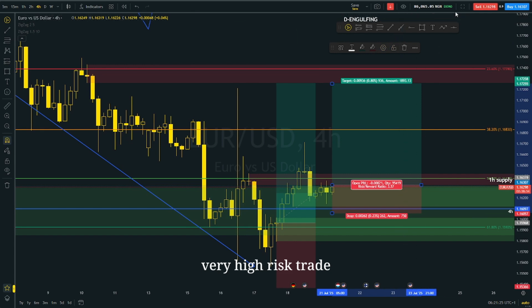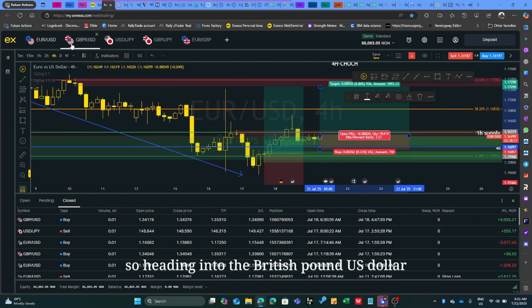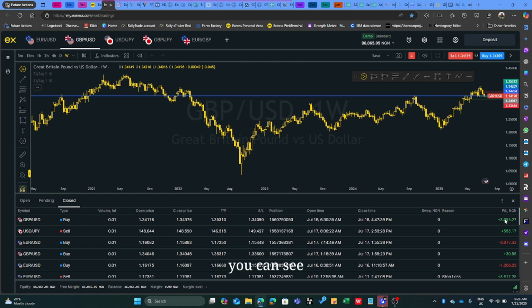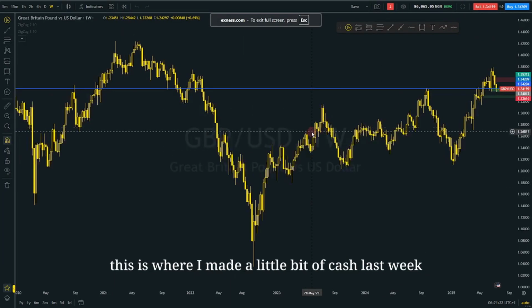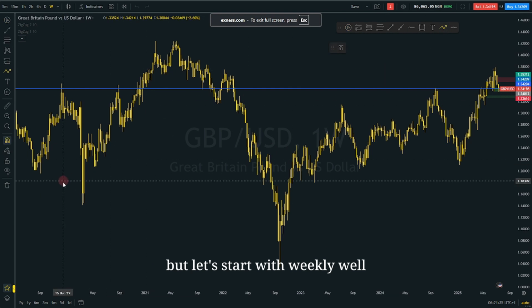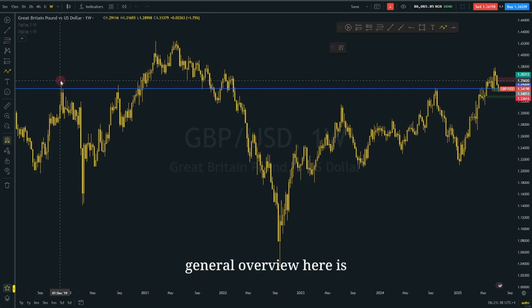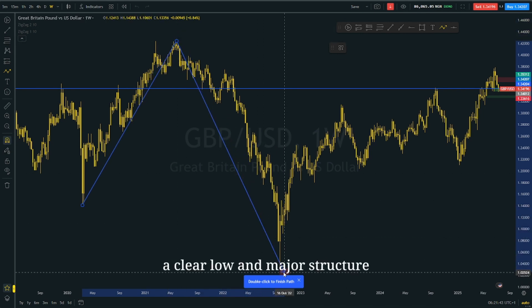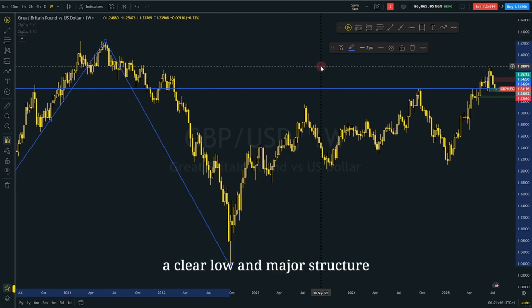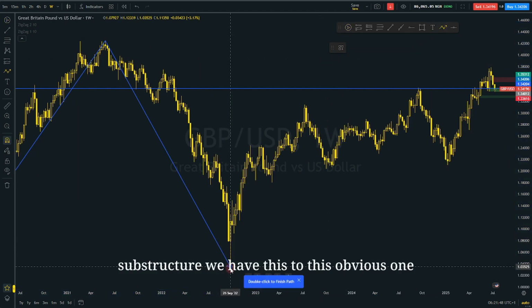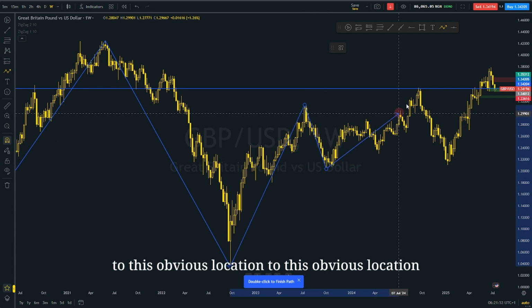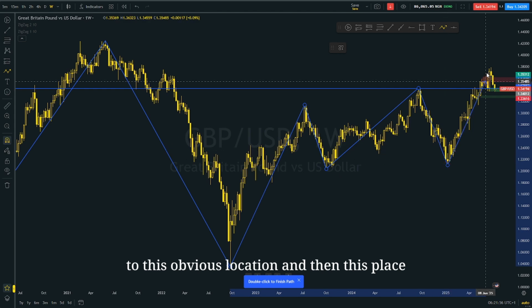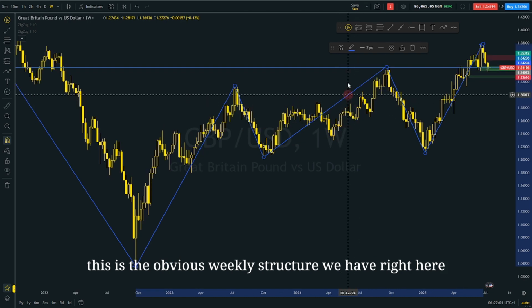So heading into the British pound US dollar, you can see this is where I made a little bit of cash last week. But let's start with weekly. Well, general overview here is we have a clear low to a clear high, a clear low, and major structure. Substructure, we have this to this obvious one, to this obvious location, to this obvious location, to this obvious location, and then this place. This is the obvious weekly structure we have right here.